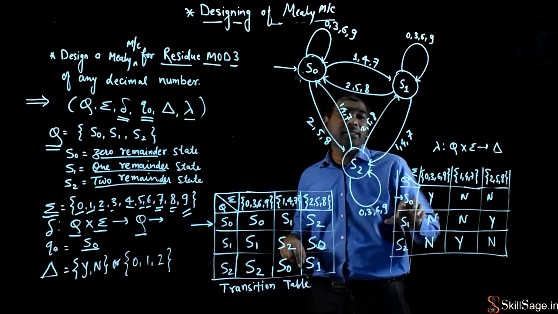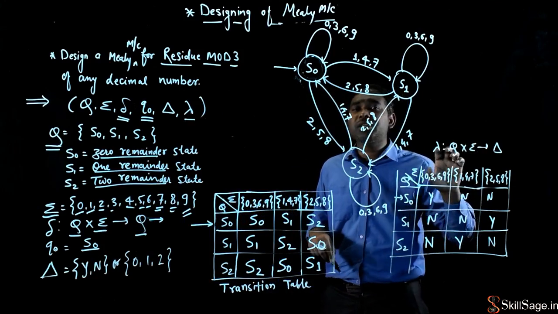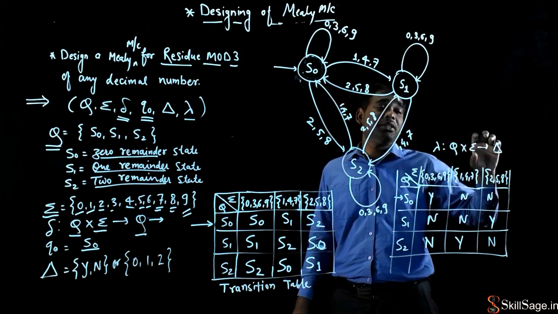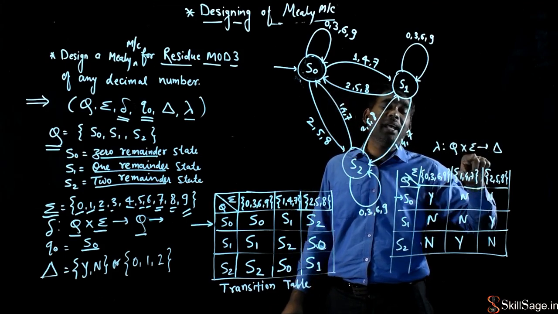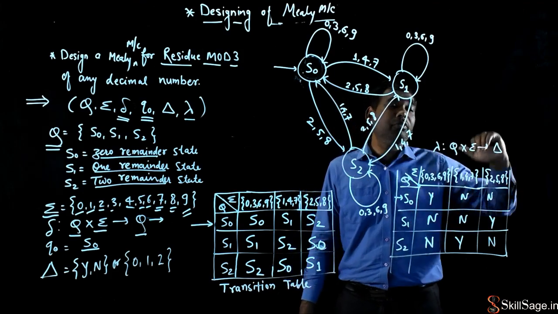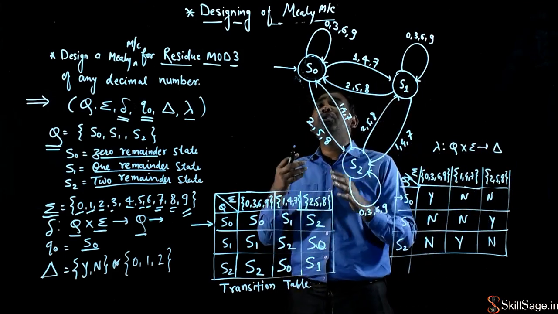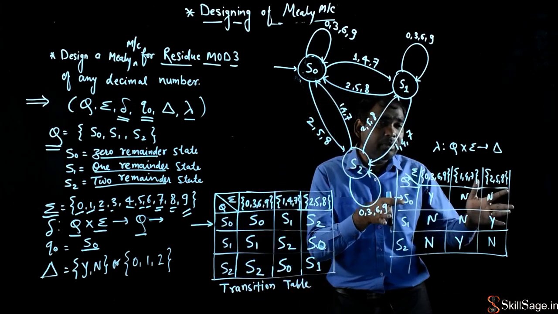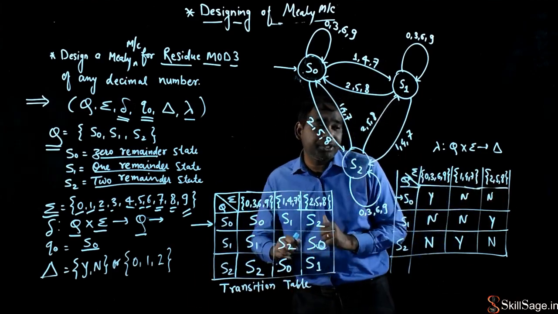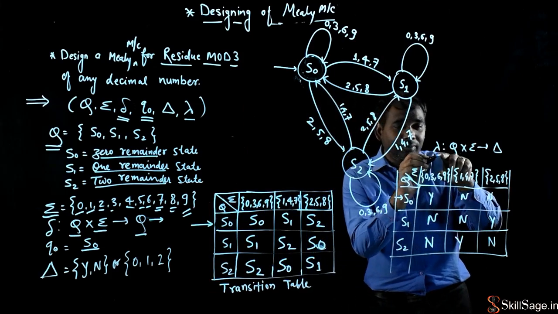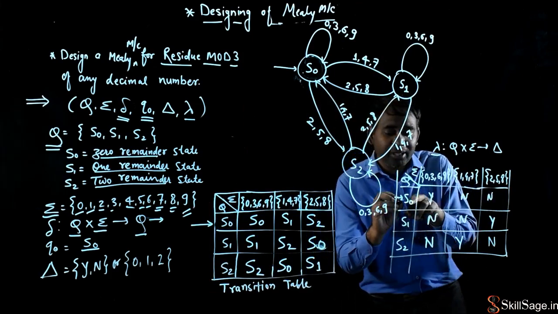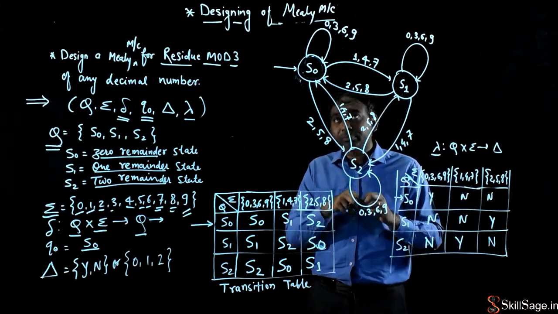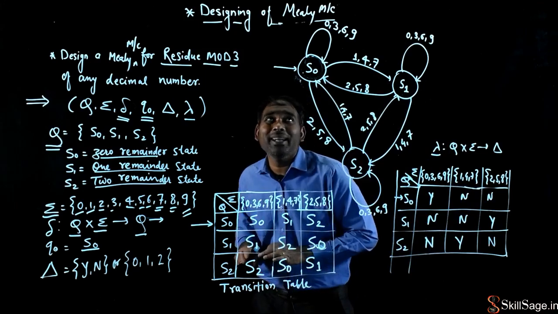And what is this lambda? Lambda is a machine function which is going to give you the output. The output of a Mealy machine depends on the current state as well as the current input symbol. So what changes do you need to make in your transition diagram here? The transition table will remain the same, and this will be the machine function of your Mealy machine. It depends on the current state and the current input symbol.